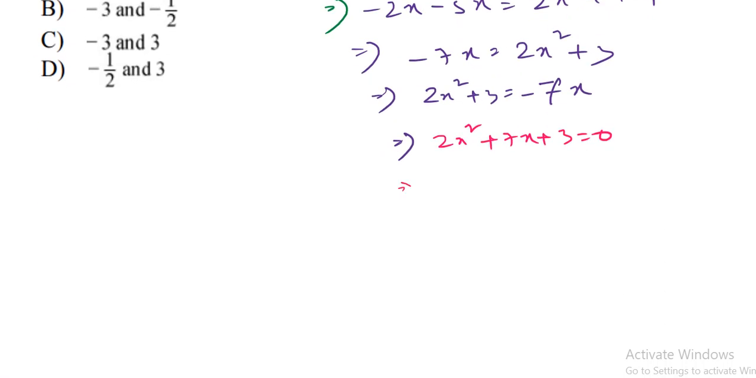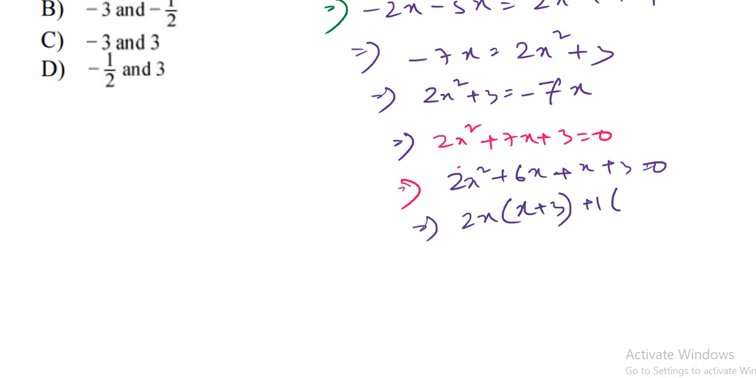How to factorize this term? 2x plus 1. Why 2x plus 1? Because 7x can be represented as 6x plus x, so 2x squared plus 6x plus x plus 3. Take 2x common, x plus 3, and take 1 common, x plus 3. So take x plus 3 as common, x plus 3 into 2x plus 1.